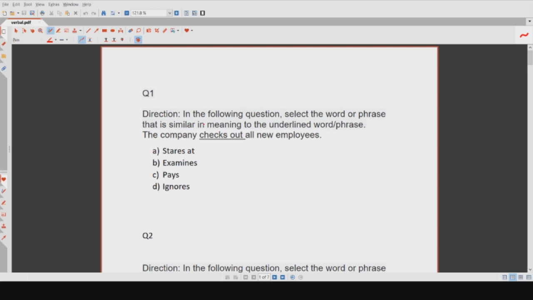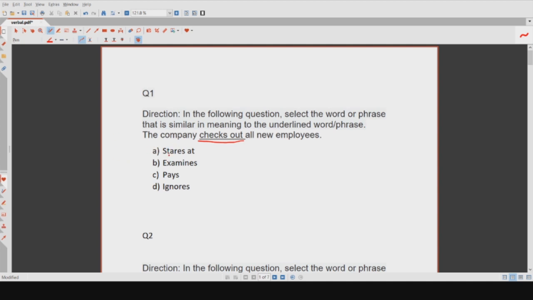The first question was, direction is given. In the following question, select the word or phrase that is similar in meaning to the underlined word or phrase. Here we have to look for such an option that is similar to this phrase, that is, checks out. The company checks out all new employees. So let's look at the options.